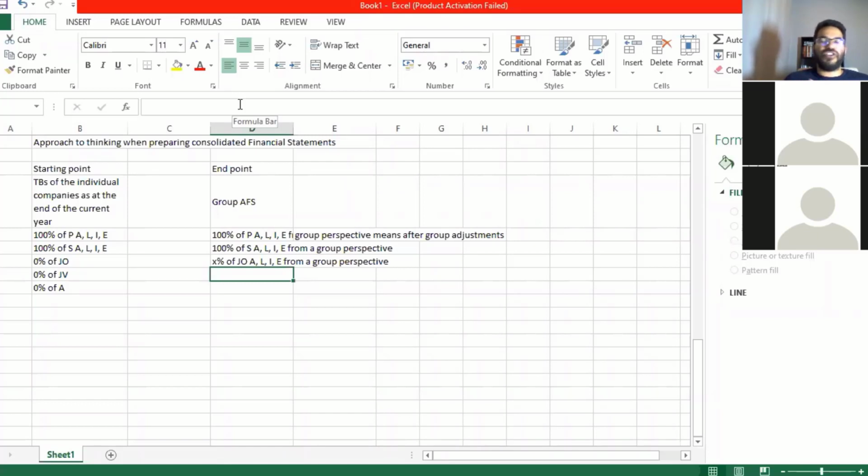Okay, so joint operations can be either. Just read the question carefully. If it's silent, you assume that your starting point is 0, so therefore you have to bring on your percentage.